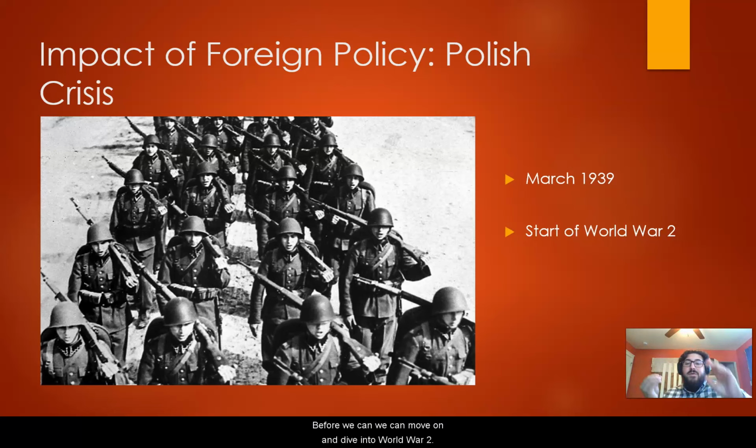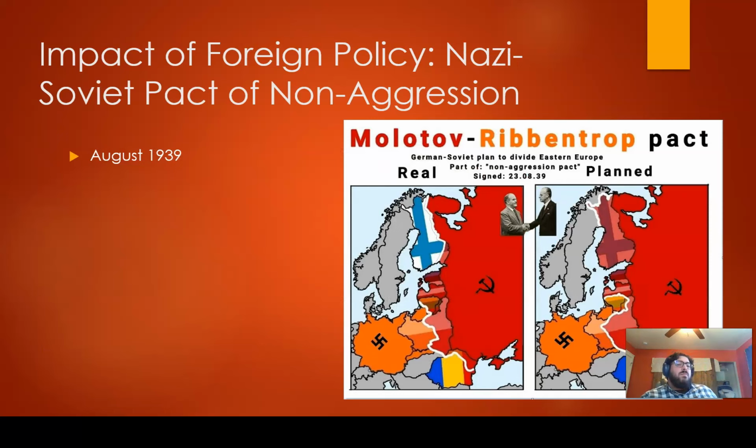But before we can move on and dive into World War II, we need to understand what happened just beforehand that really caused the larger spark for World War II. This is the Nazi-Soviet Pact of Non-Aggression, also known as the Molotov-Ribbentrop Pact. Now, this pact takes place August 1939, a month before Hitler invades Poland during the Polish crisis.